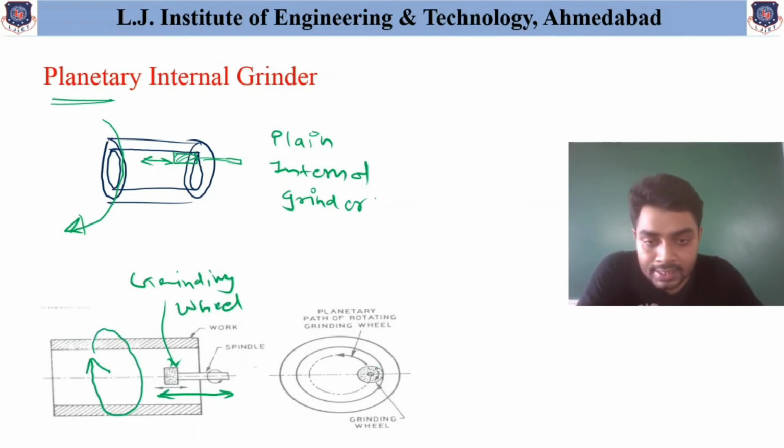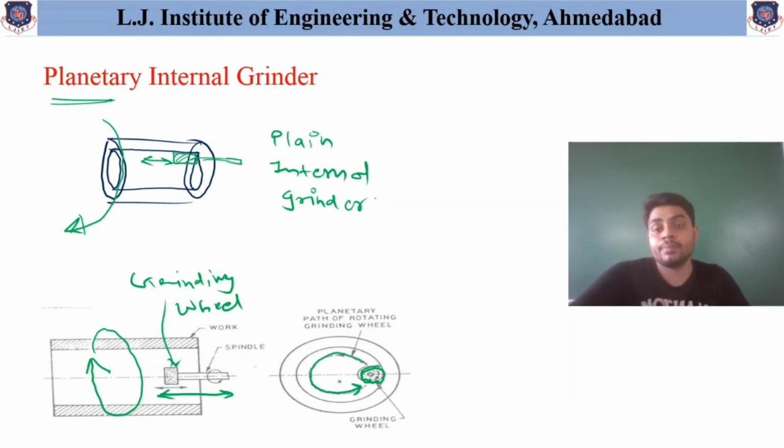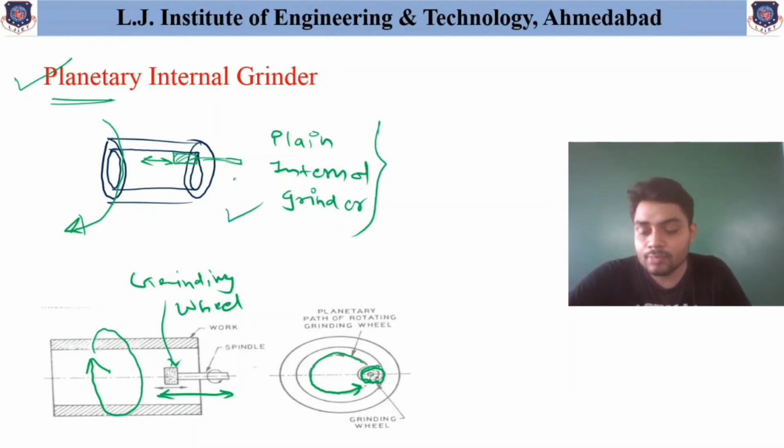That means this grinding wheel, with the movement inside and outside, is also moved over the periphery of the workpiece for finishing purpose. That means there are two movements: first the rotary or peripheral movement of the grinding wheel, and the longitudinal movement of the grinding wheel in the case of this planetary internal grinder. Whereas in the case of this plain internal grinder, only one movement is required, and that movement is nothing but the longitudinal movement inside or outside of the workpiece. So this is the basic difference between plain and planetary internal grinder.